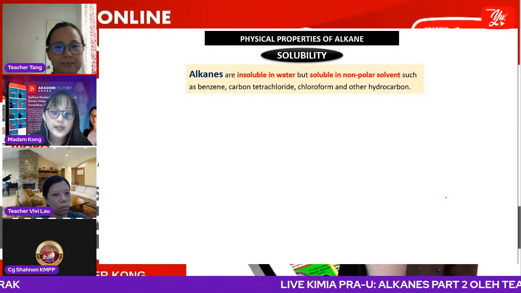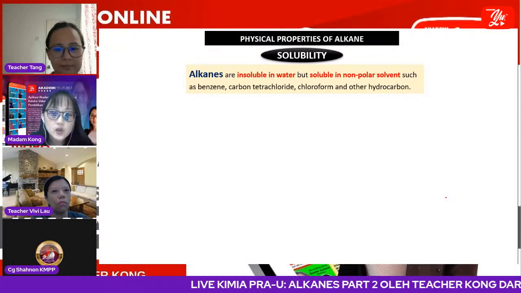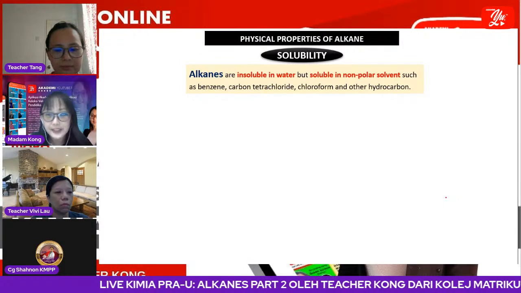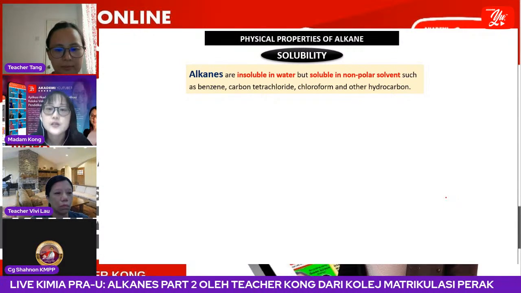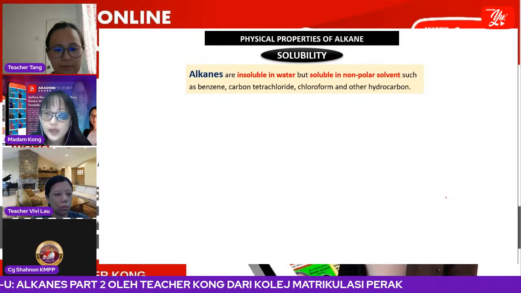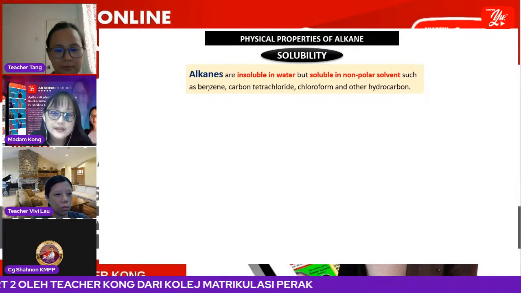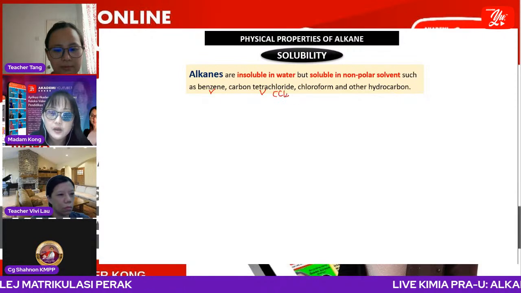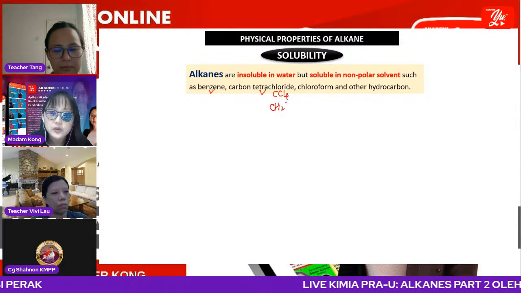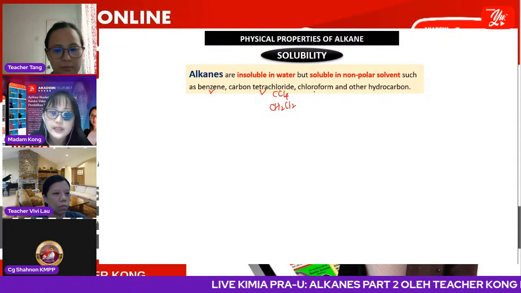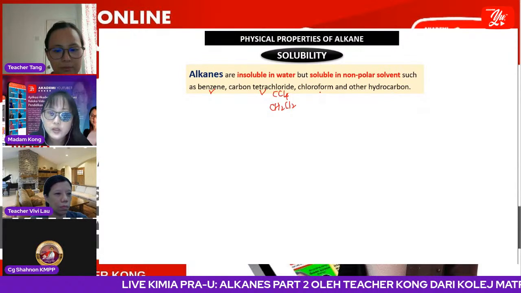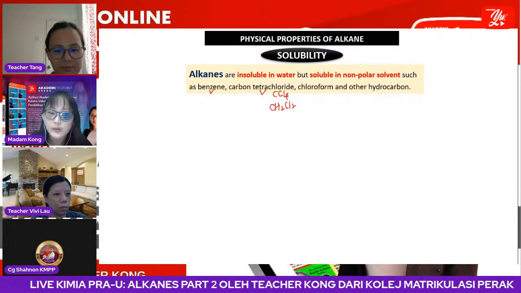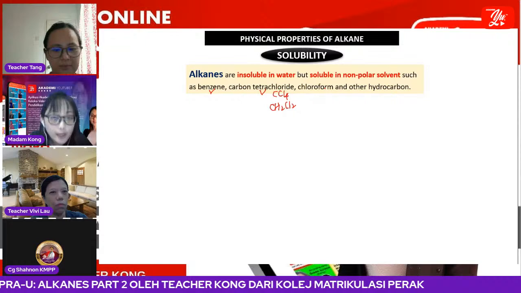We should know that alkane is insoluble in water, means tak larut dalam air, but it is soluble in non-polar solvent. For example, benzene ring, carbon tetrachloride, CCl4, or CH2Cl2, dichloromethane, this is also considered as non-polar solvent, chloroform and other hydrocarbon compounds. But you must know why.